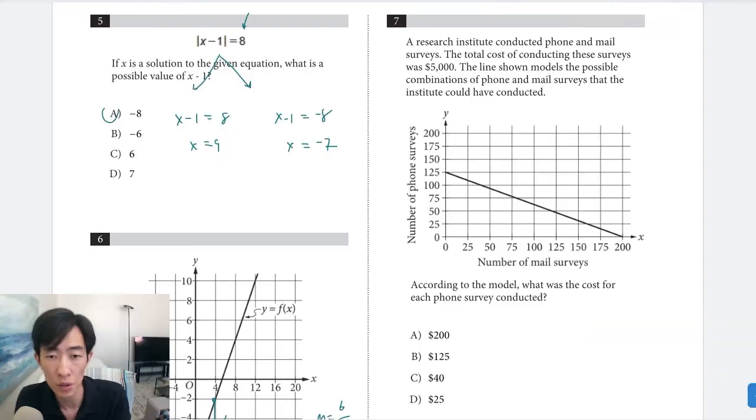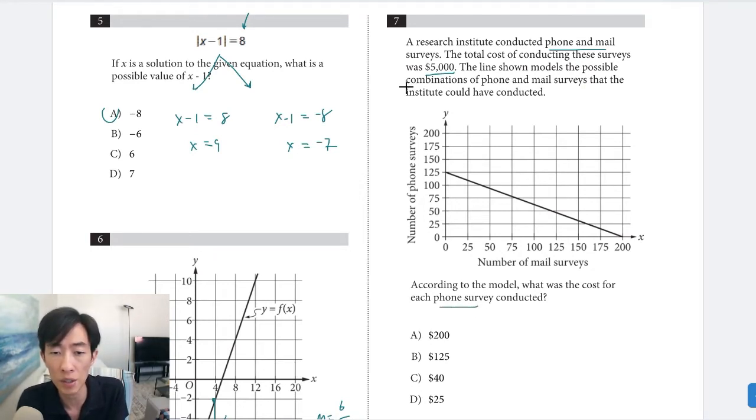Question 7, a research institute conducted phone and mail surveys. The total cost of conducting these surveys was $5,000. The line shown models the possible combinations of phone and mail surveys that the Institute could have conducted. According to the model, what was the cost for each phone survey conducted? So you have to understand what you're looking at.